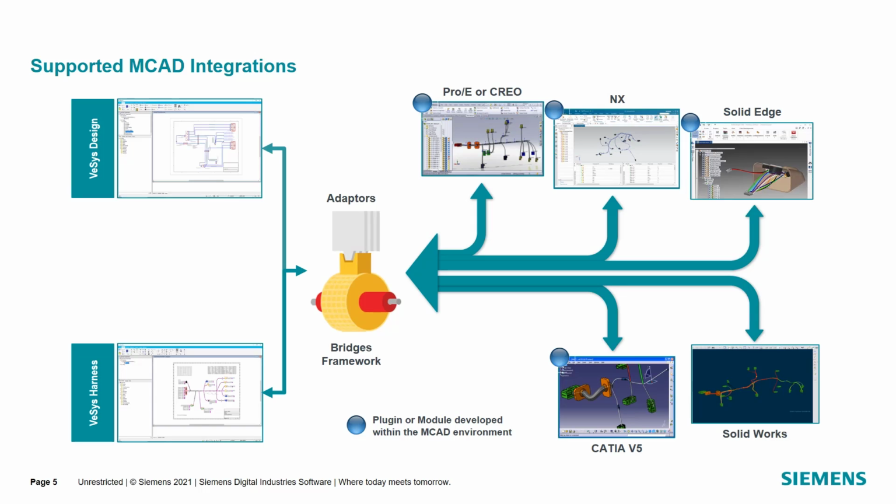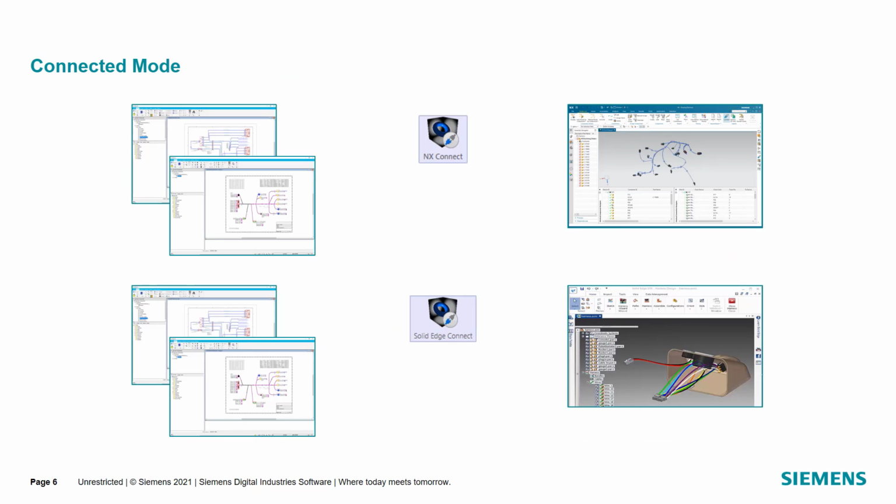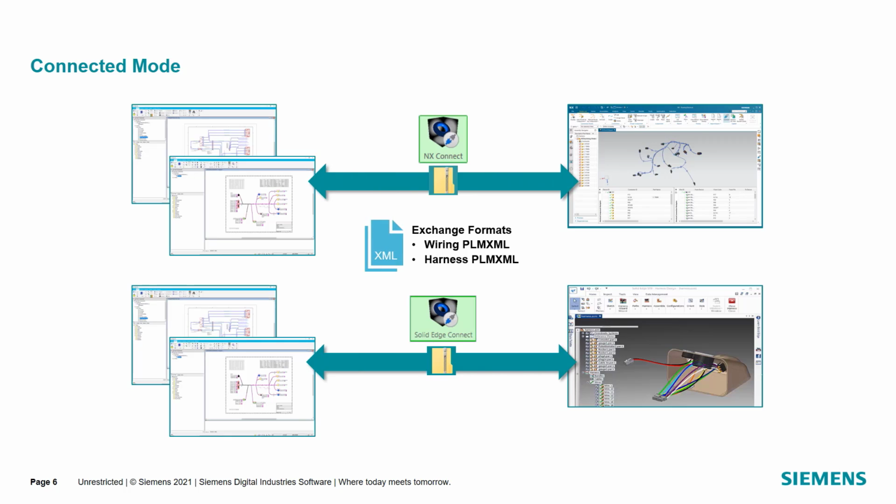VeSys supports integration with Creo, NX, SolidEdge, SolidWorks, and CATIA V5. VeSys and SolidWorks can exchange files natively, while plugins are available for the other MCAD solutions to manage the import of VeSys data. The Siemens tools, NX and SolidEdge, support a unique capability called Connected Mode. The NX and SolidEdge Connected Mode data exchange enables real-time data import and export, as well as cross-highlighting for ease of use and analysis during wiring and harness design.